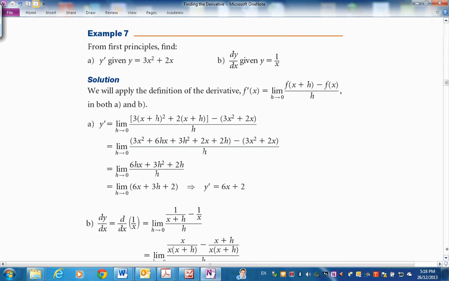Okay, let's do another example from Pearson's. Find from first principles. Now that's mandatory that we use this definition here.